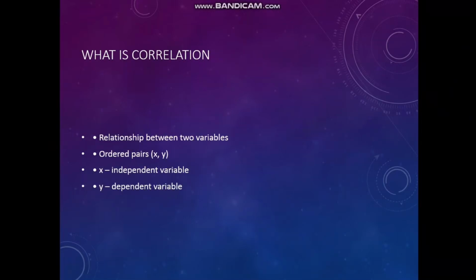Correlation means a relationship between two variables. Usually we have x and y. X is the independent variable and y is the dependent variable. This means x can influence y but not always directly.